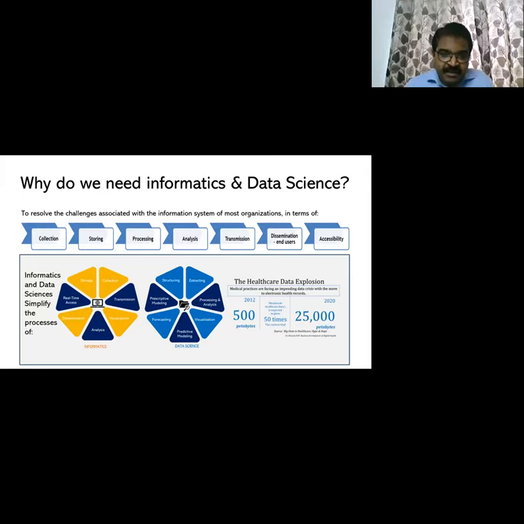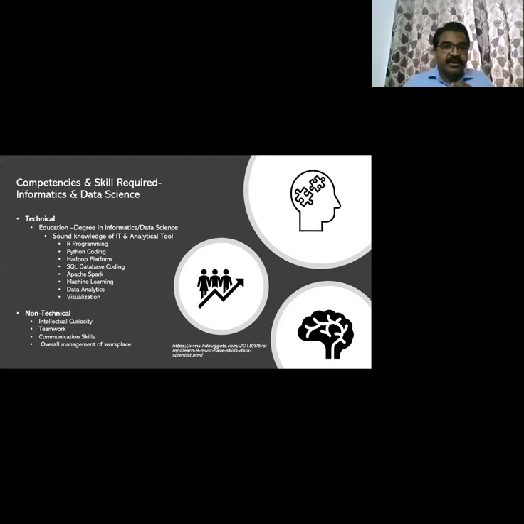The role of data analytics comes. The role of data scientists starts. So as I was mentioning, you need to have competency and skills for analyzing the data and coming out with certain kinds of models or information which assist anyone, any industry. I'm giving the example of only healthcare, but it applies to any other industry, any research organization. So these are the competencies and skills required for informatics and data sciences, both technical and non-technical.